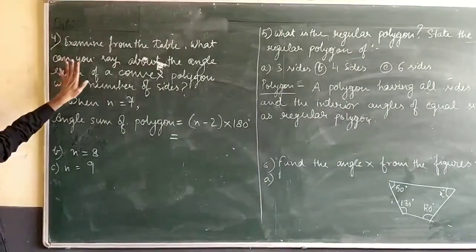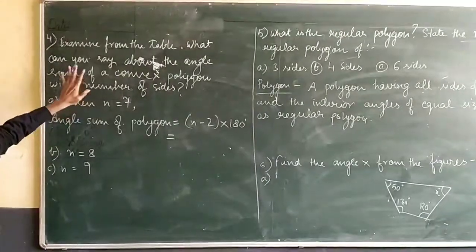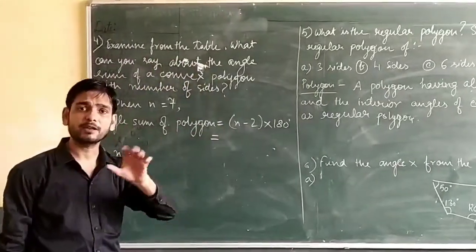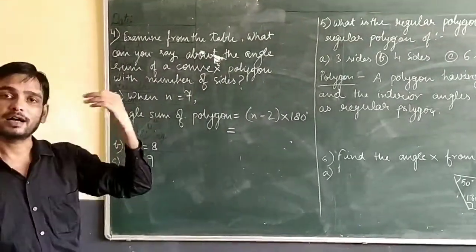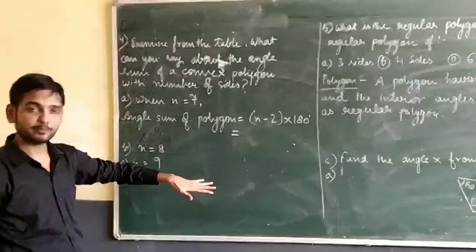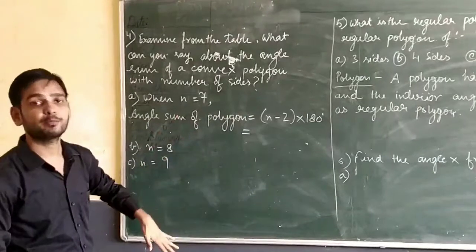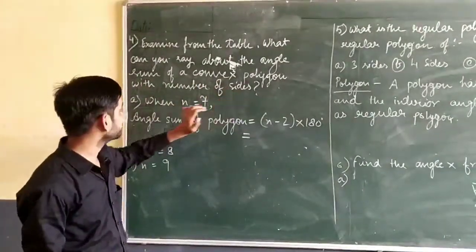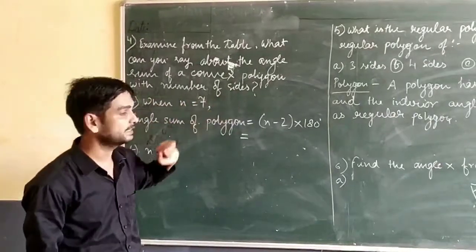Now, let's see the question number 4. The question number 4 is also very easy. Examine from the table. The table is available in your assignments. You can check it from there. Few questions are there in the table. You have to solve the rest of the part. Like, what can you say about the angle sum of a convex polygon with number of sides?